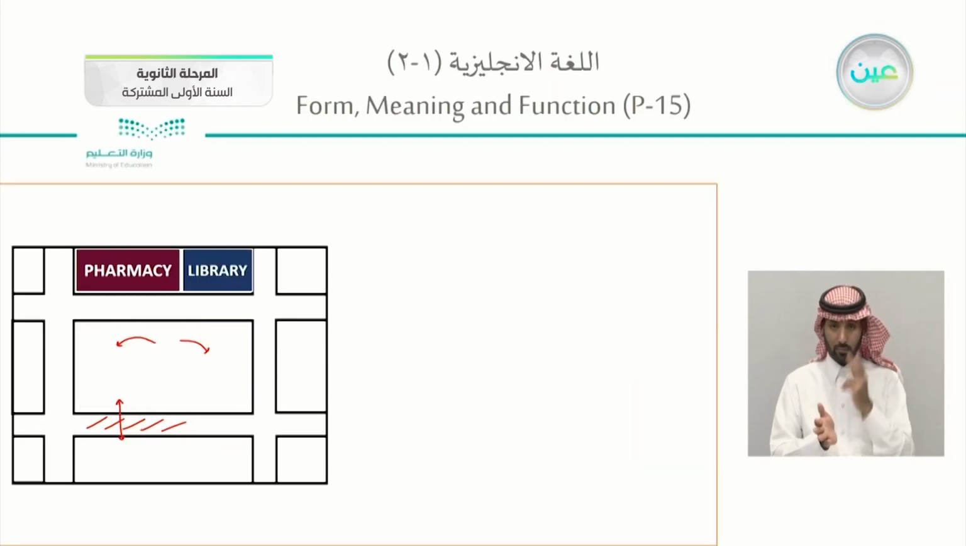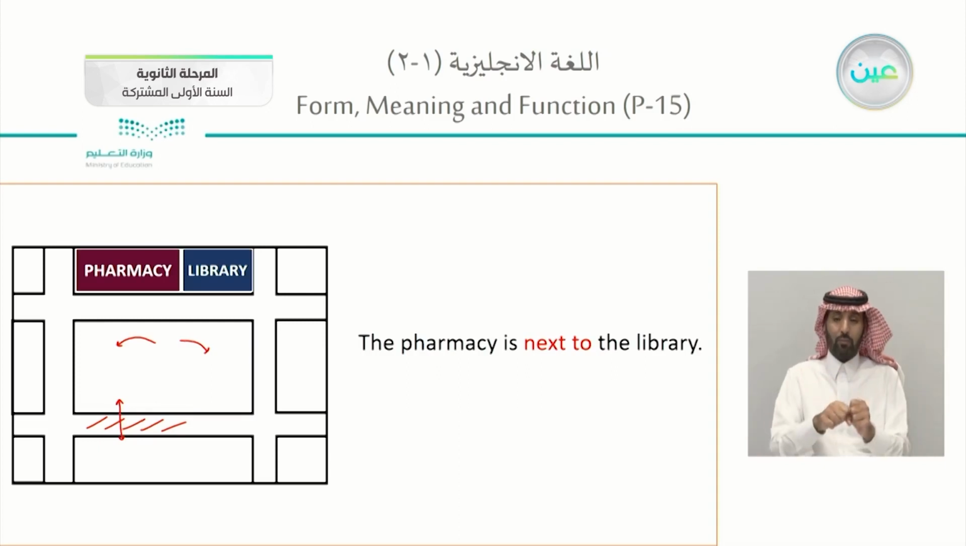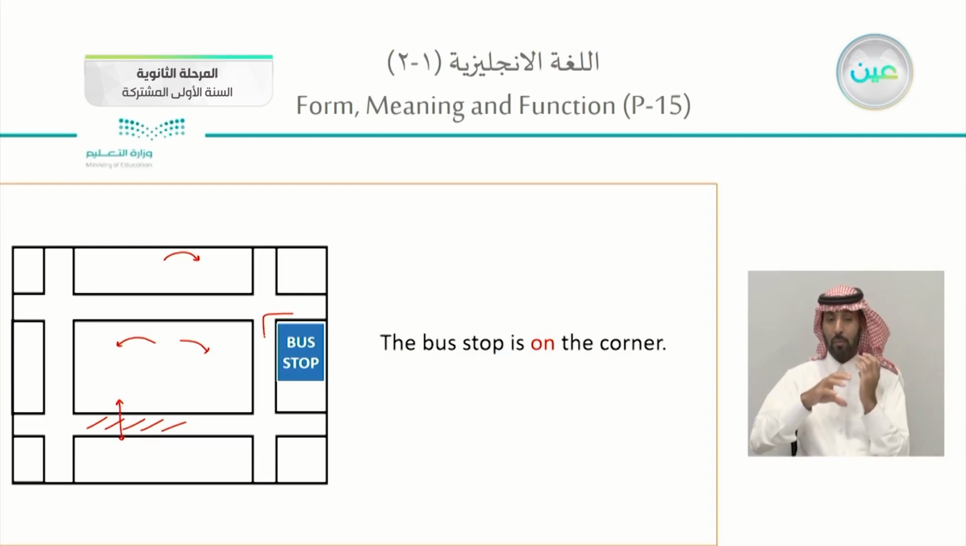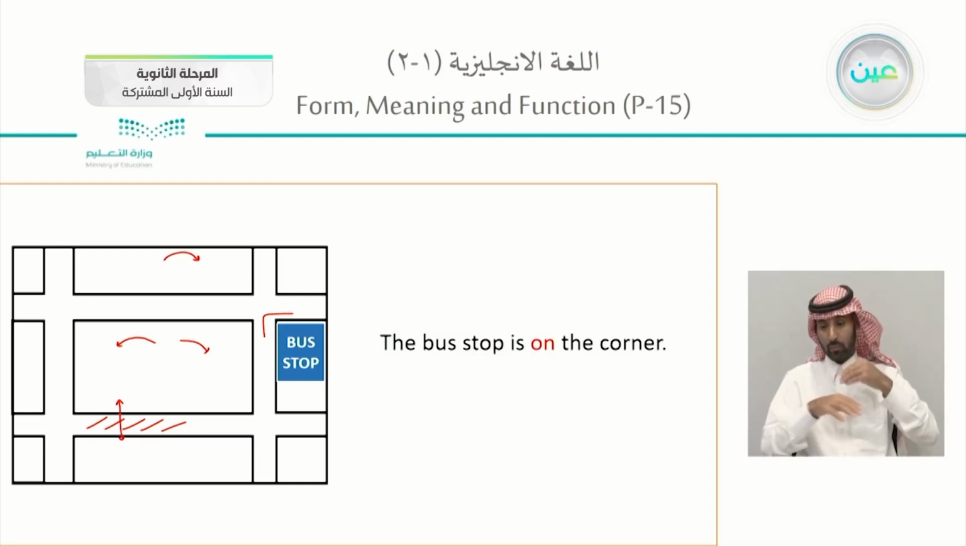Next, we're having here two stores, the pharmacy and the library. Where are they from each other? We can say that the pharmacy is next to the library. Notice, we're having here one side by side, next to the library. Then we're having the bus stop. Where is the bus stop? It is in here. So the bus stop is on the corner.